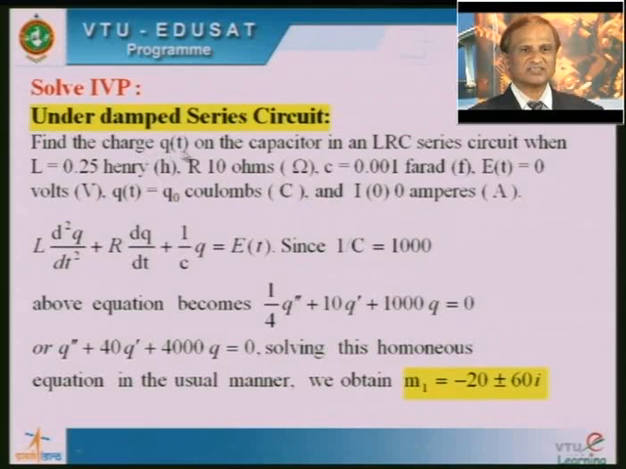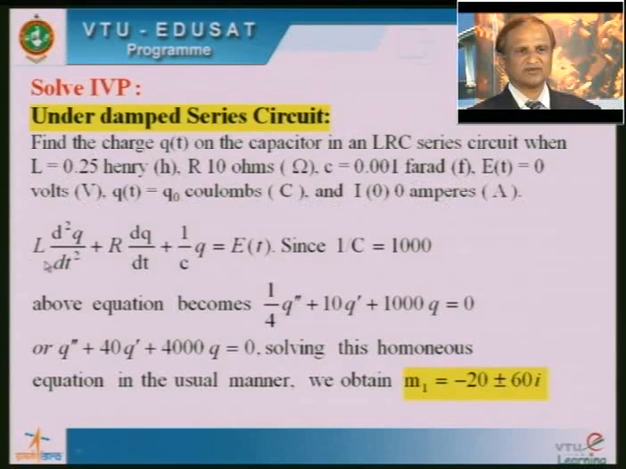So find the charge q of t. It is also a similar type of equation. They have given: find the charge q of t on the capacitor in an LRC series circuit when L is equal to 0.25 Henry, R is equal to 10 ohms, C is equal to 0.001 Farad. Is it clear? They are given E of t is equal to 0 volts, and Q of t is equal to Q naught coulombs, and I of 0 is equal to 0 amperes. Is it clear? Right.